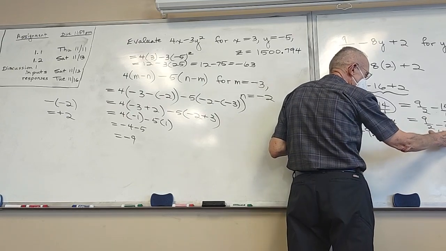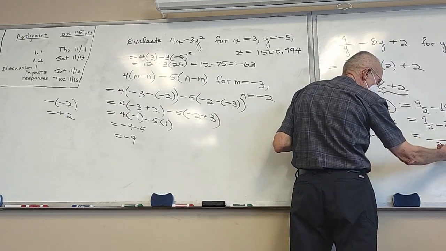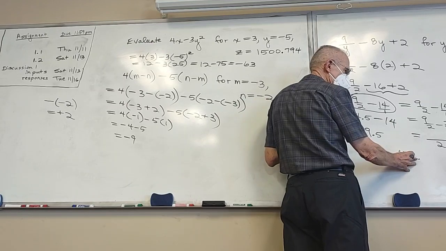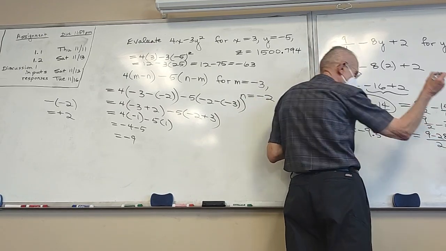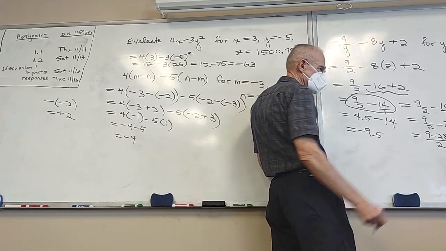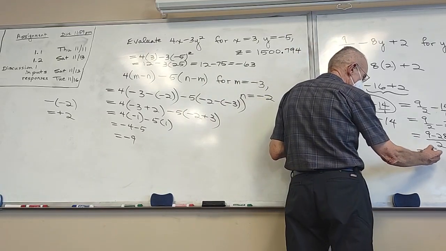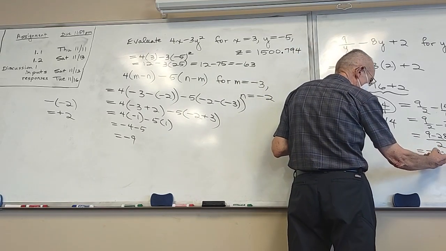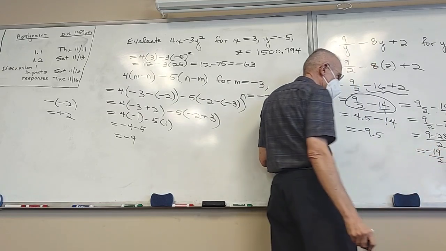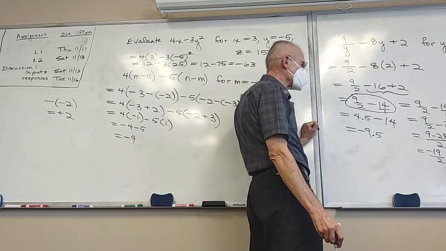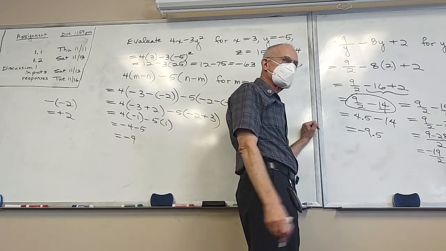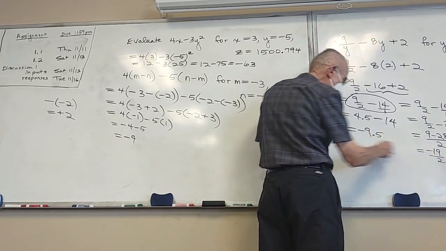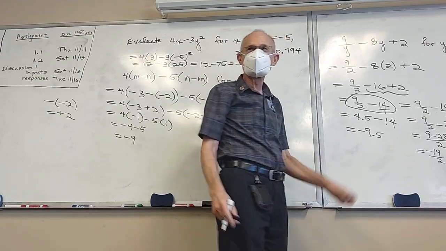So now that we've got a common denominator, you keep it, make one fraction out of it, you combine the numerators. 9 minus 28 is negative 19 halves. Now that's the final answer as a fraction. But if you were to divide 2 into 19, you'd get 9.5.